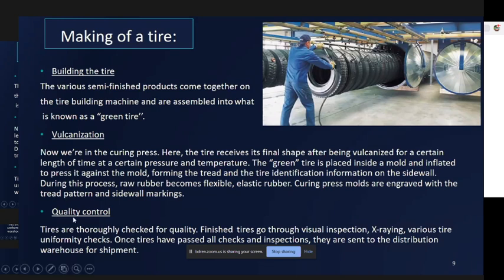The final step is quality control. The tires are thoroughly checked for quality, and the quality checks include visual inspections, X-ray inspections, and other uniformity checks. When all the checks and inspections are carried out, the tires are sent to the warehouse for distribution and shipment.